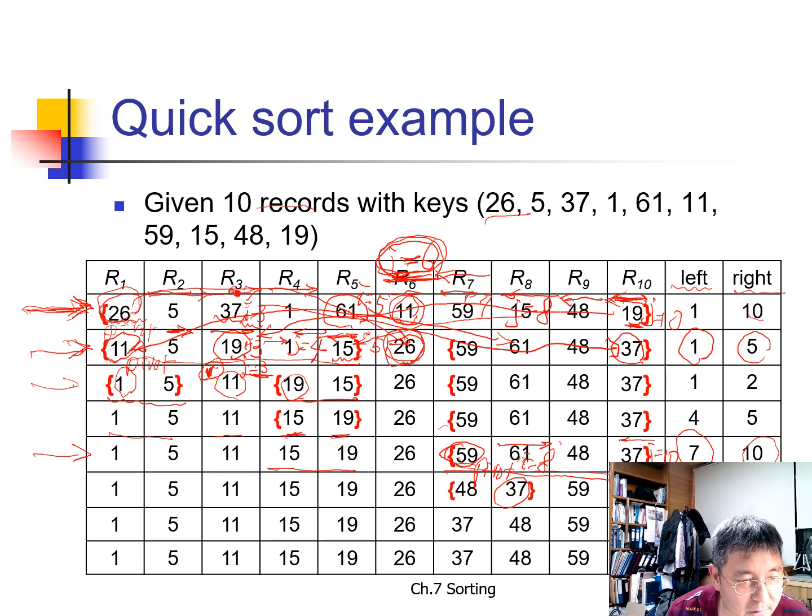And continue to go to the right with the I value. 48 is less than 59. Yes, it's satisfied. And goes here. 37 is also satisfied. So now I is 10. And how about the J? J goes here and here. So J is 8. Okay, now I should be less than J. It violates that one.